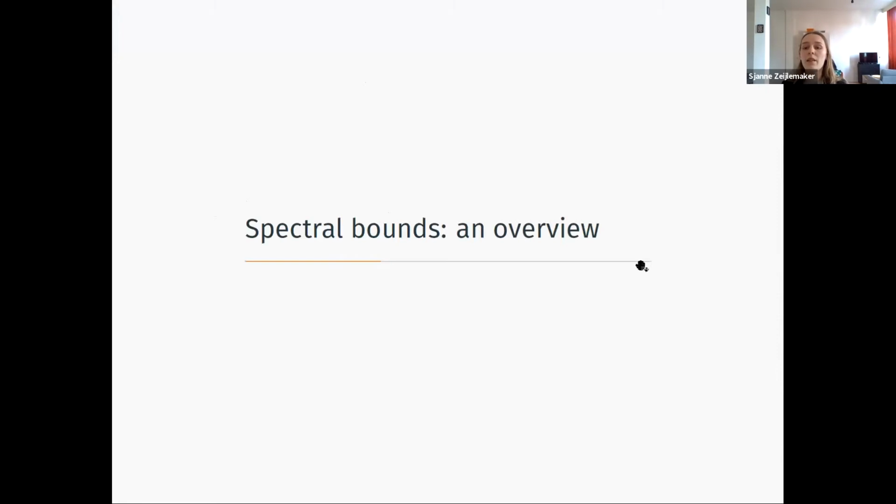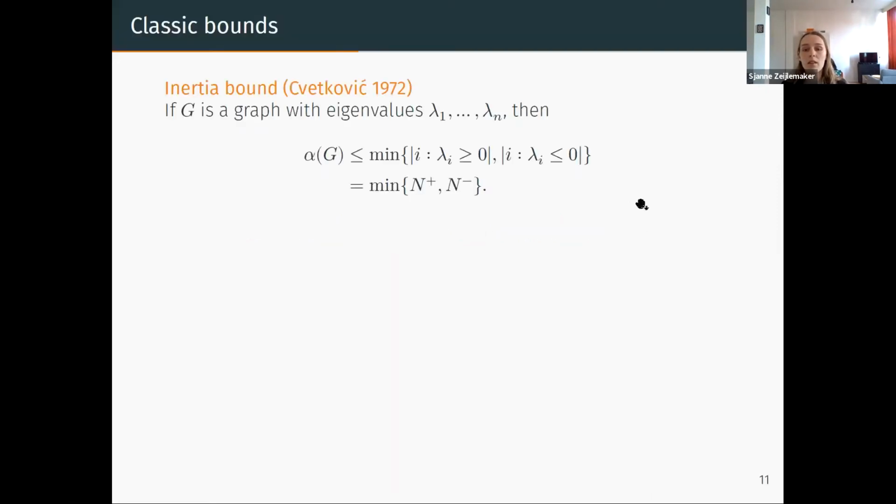Before we apply this, I just want to show some previous results in this area. There are actually two very important bounds. One is the inertia bound by Cvetković. It states that the number of non-negative and the number of non-positive eigenvalues always upper bound the independence number of a graph.